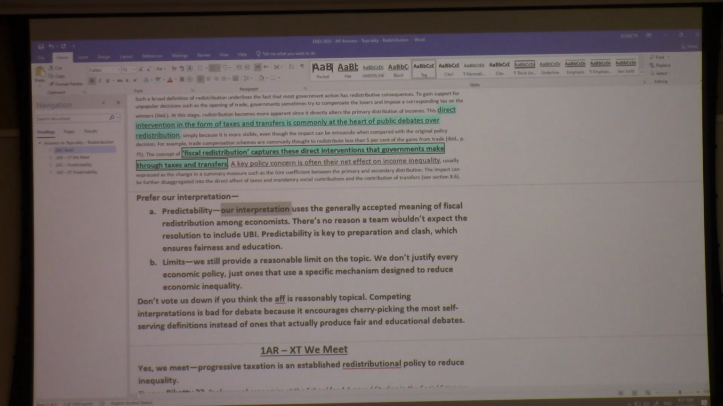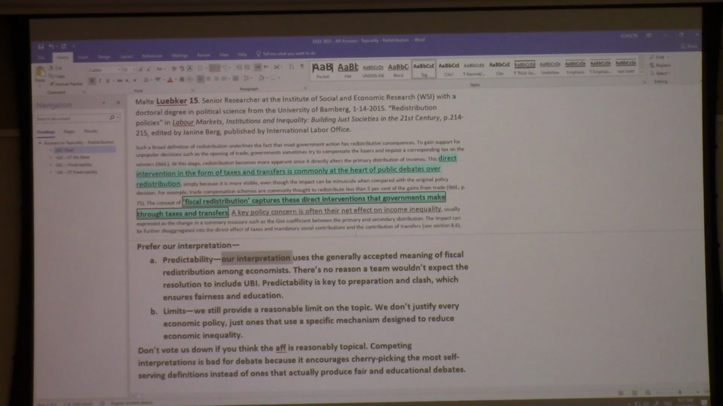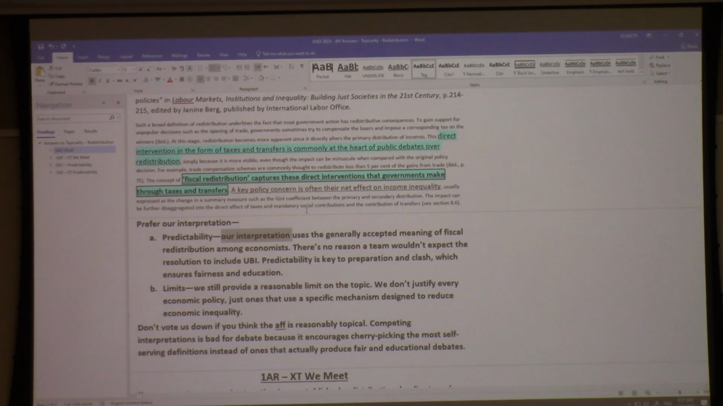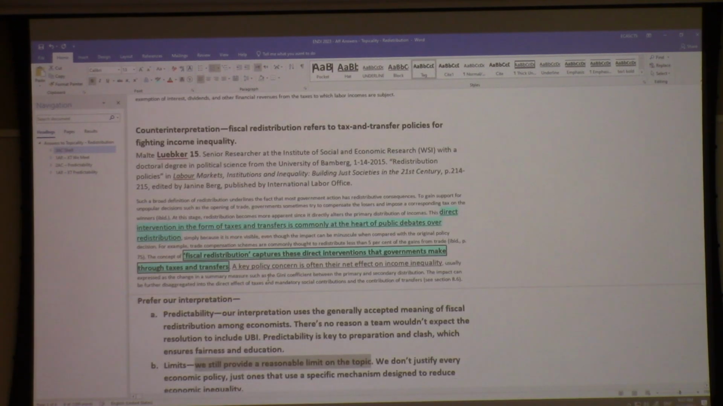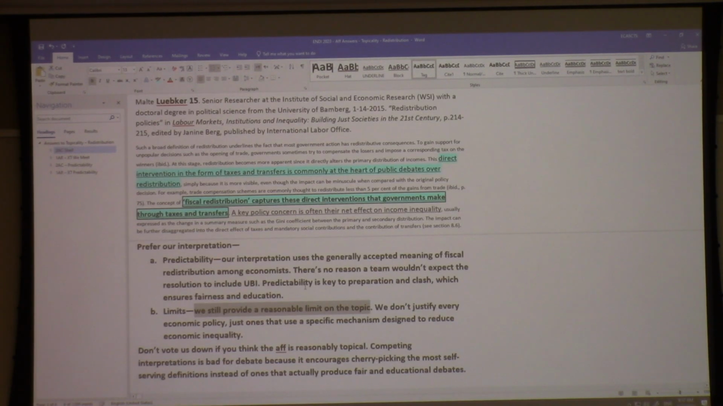So our interpretation uses the generally accepted meaning of fiscal redistribution among economists. We have economists who are defining what this phrase means, and we have a reason why it is reflective of the literature on economic inequality. And then second is limits. This is that argument that I was making earlier about aff innovation. It's not an explosion of limits.